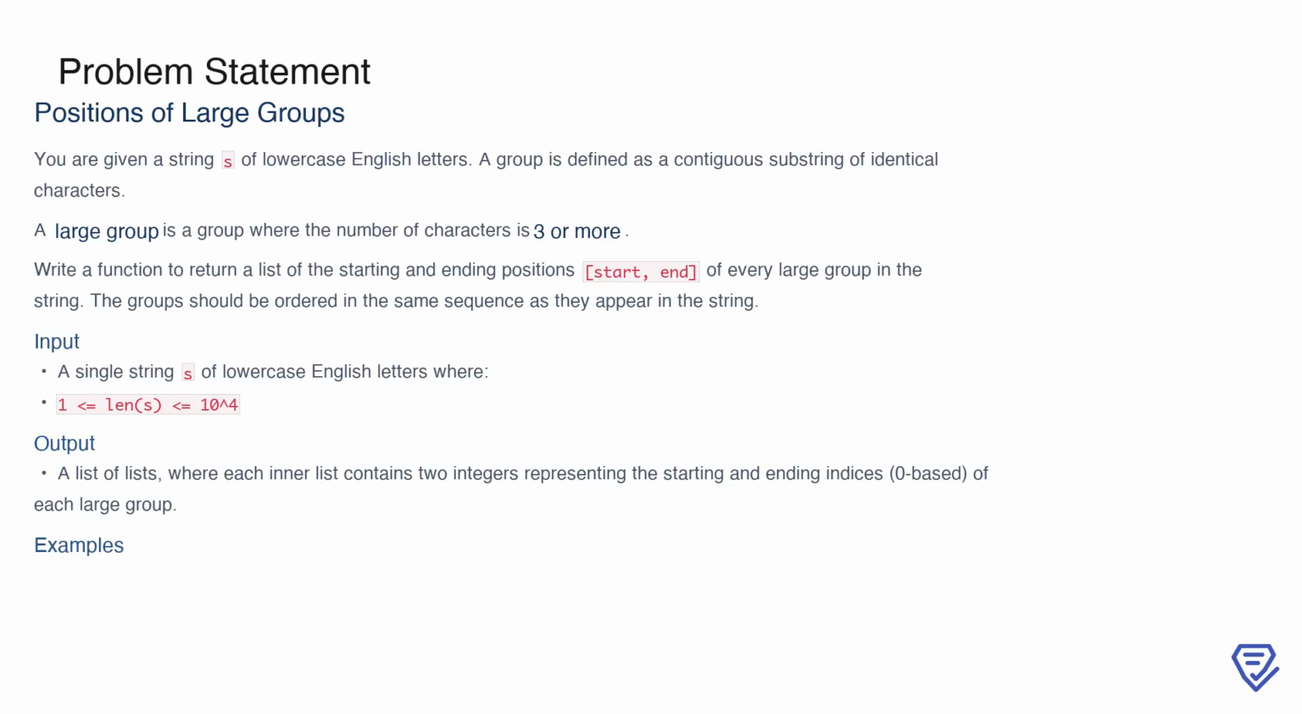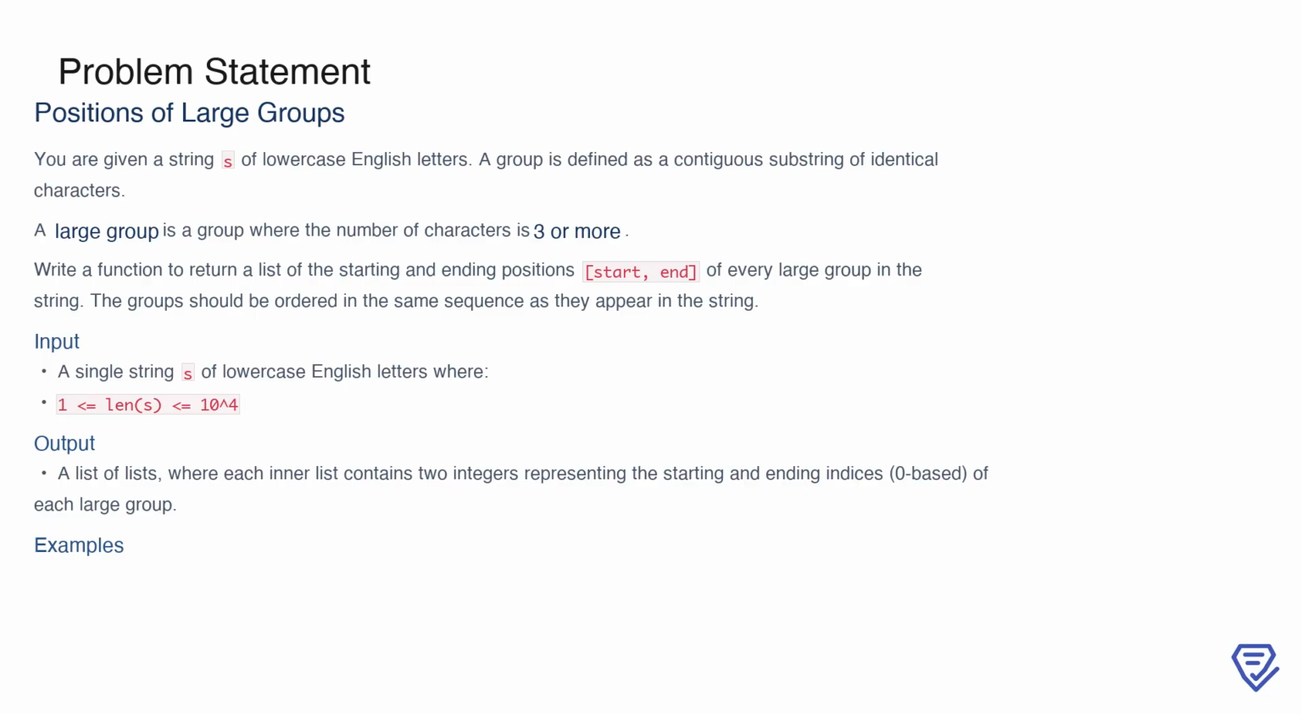In this problem, we are working with a string S that consists of lowercase English letters. Our goal is to identify groups of contiguous, identical characters within the string, which we call groups. Specifically, we are looking for large groups, which are defined as groups where the number of consecutive identical characters is 3 or more. The task is to write a function that returns a list of the starting and ending indices of each large group in the string.